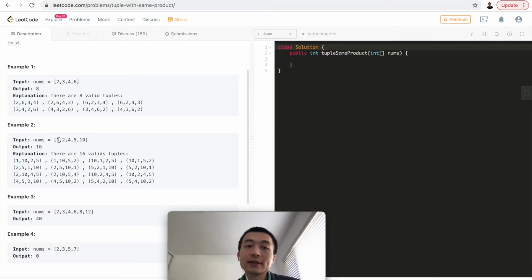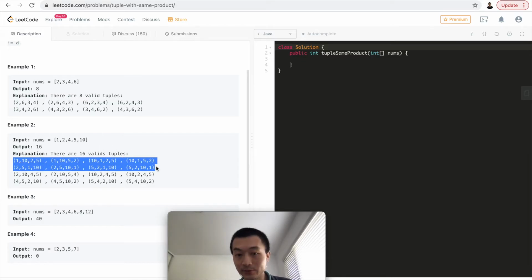The second one is given 1, 2, 4, 5, and 10. These 5 integers, the output is 16. Why 16? Because there are 16 valid tuples. So see here, these two integers multiplied together we get 10, and 2 and 5 multiplied together we get 10 as well. So with permutations of these two pairs, we get 8 tuples. That's the first 8 tuples.